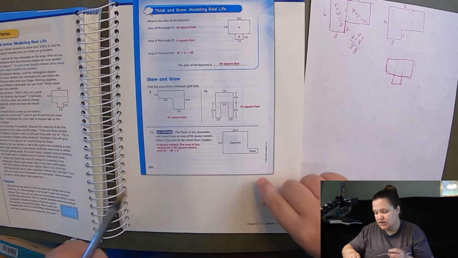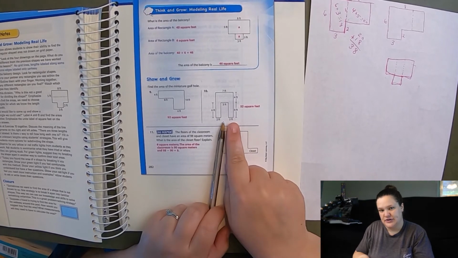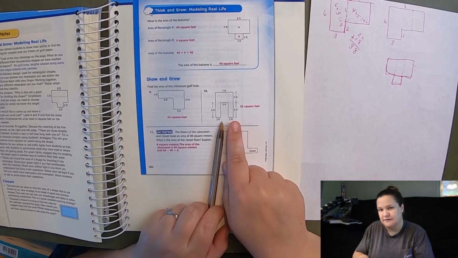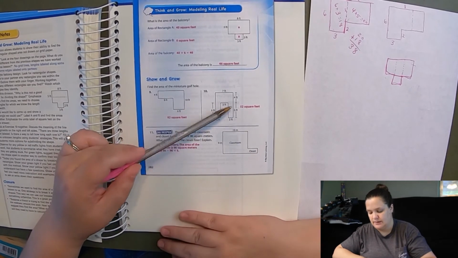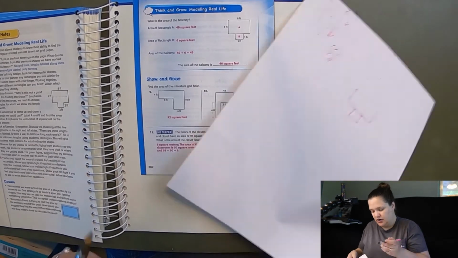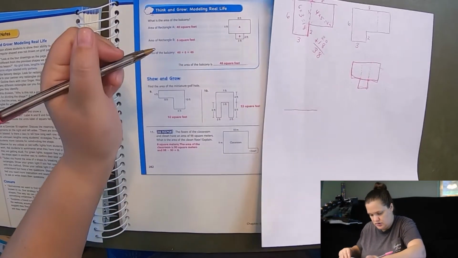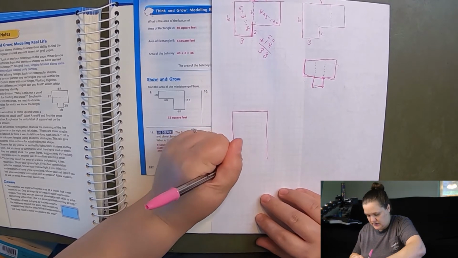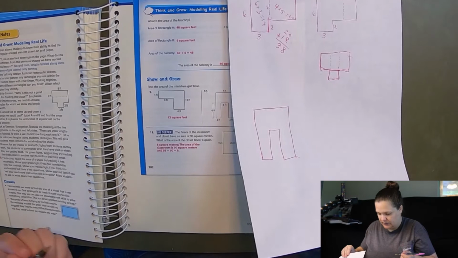All right, let's look at one more, because this one is a little bit tricky. This one you are going to have to do more than 2 rectangles to find the area. So let me go over this one with you. I'll draw it out here on my paper, and then we'll work on it together. This one looks like a pair of pants or something, I don't know.